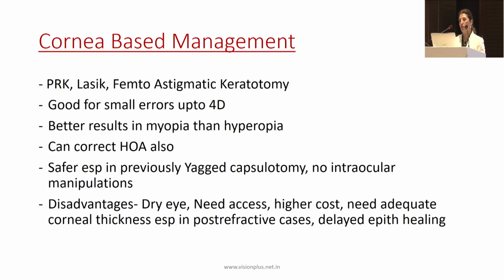So your correction could be cornea based. As we said, we could do a PRK, LASIK, or a femtokeratotomy. This is good if it's a small error, less than 4 diopters. Of course, for hyperopes, as we know, LASIK is not really very good. But the advantage is that if you have any higher order aberrations, that can be corrected at the same time.